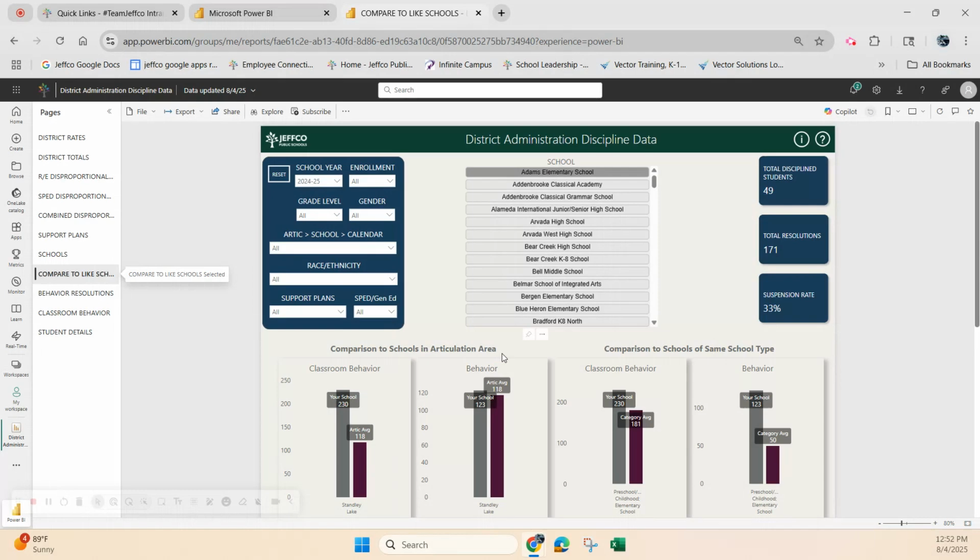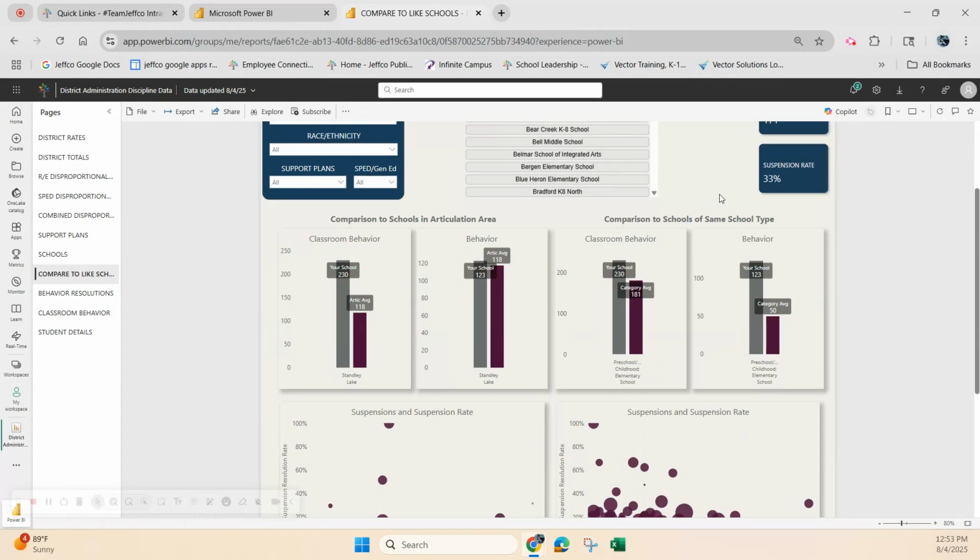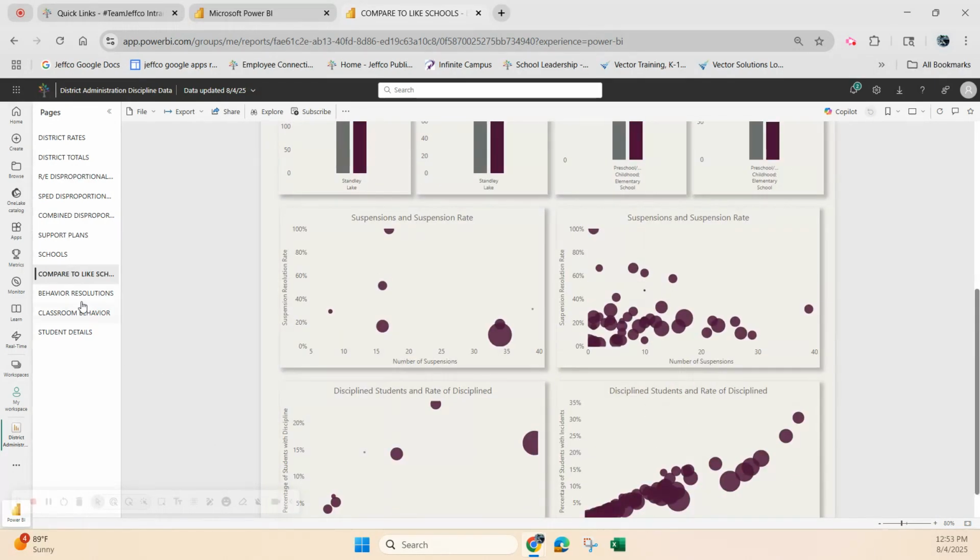Obviously, if you're a high school, most articulation areas do not have multiple high schools, so that might not be super helpful. But the second comparison of same school type, that's a comparison by education level. So that might give you a little bit more perspective, I guess, if you're looking to compare to different schools within our district. They're not named, it is only by educational level, and that's just out of respect for each school and school leader and community.